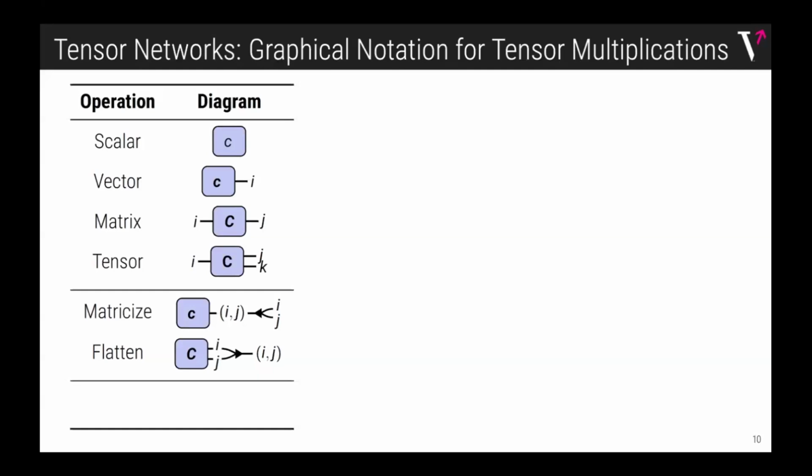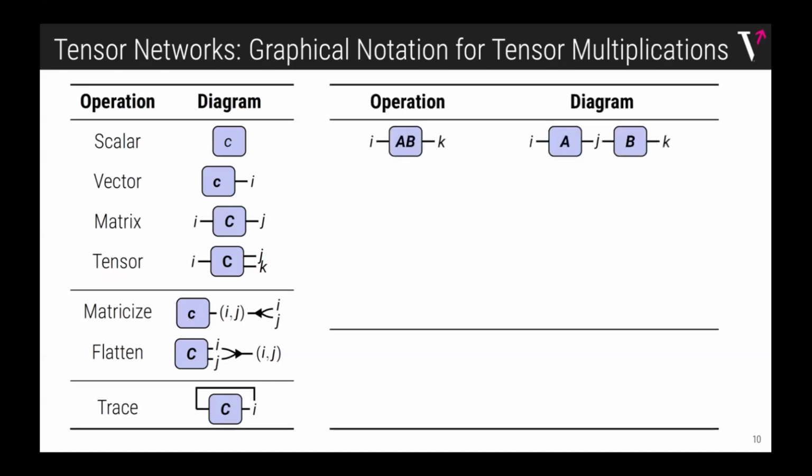So for example, if we wanted to take the trace of a matrix, we would identify the row and column index, and then we would sum over them by closing the loop. And now you can see that the resulting tensor actually has 0 legs because the trace is a scalar.